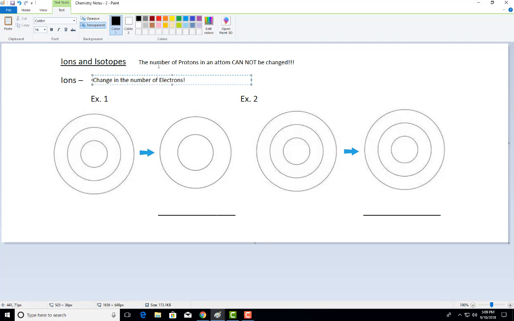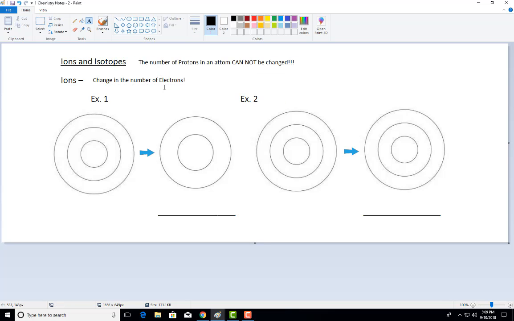Good. You guys knew that. Well, we can either add some or we can take some away. If we add electrons, they're going to have more negative charges, so it would be a negatively charged atom. If we start taking away electrons, well, then it's going to have more positive charges than negative charges, so it's going to be a positively charged ion. So let's do this one first.